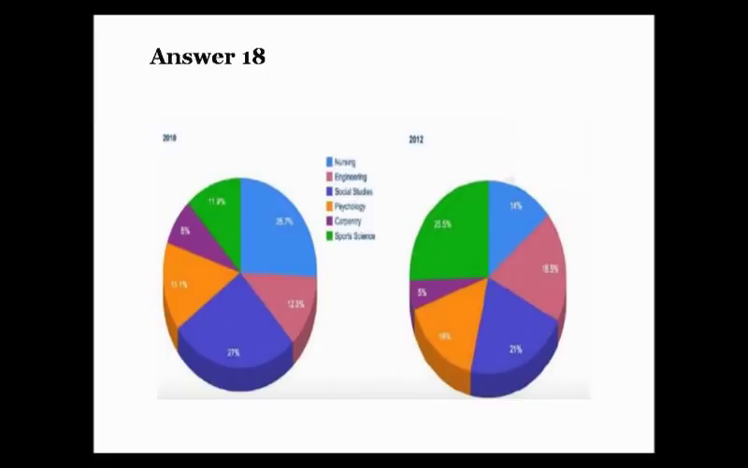Last but not least, in 2012, the largest proportion goes to sports science with a figure of 25%, while the smallest proportion goes to carpentry at 5%. In conclusion, the preferences of subjects have changed a lot during this time period.